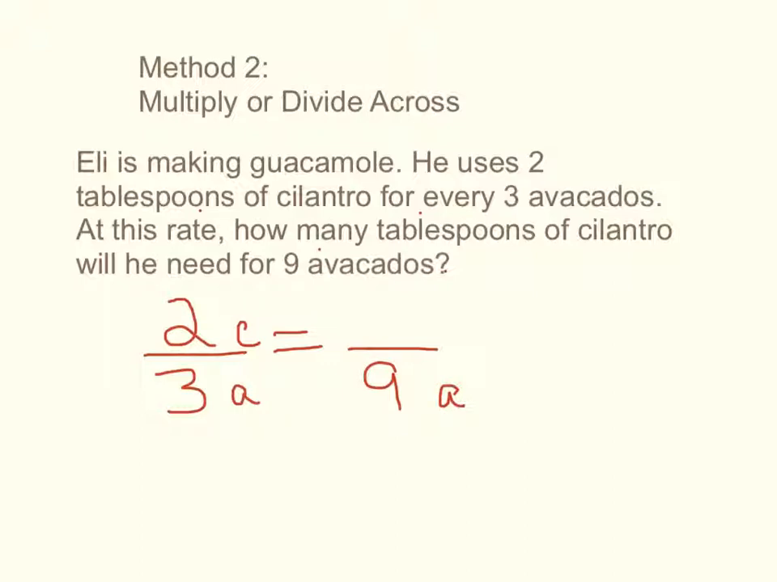So now we're going to use the multiply or divide across method. 3 times what gives us 9? Well, 3 times 3 gives us 9. What we do to the bottom, we do to the top. 2 times 3 will give us 6. So we're going to need 6 tablespoons of cilantro if we have 9 avocados.